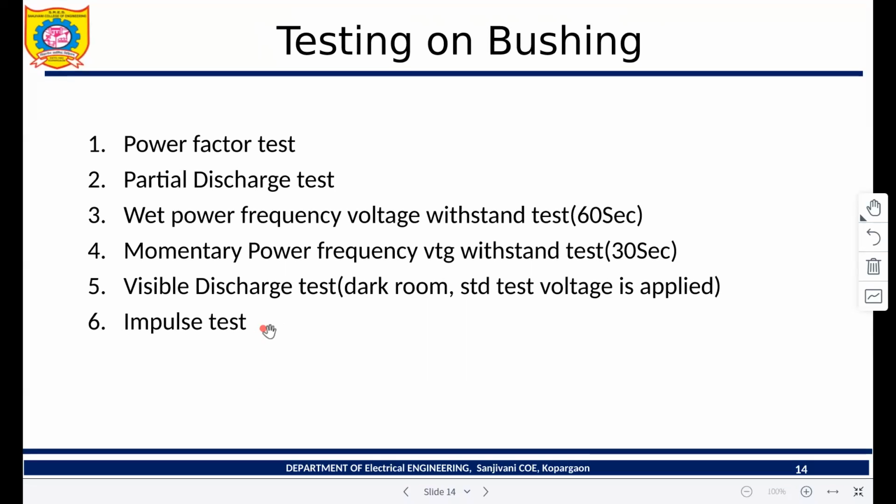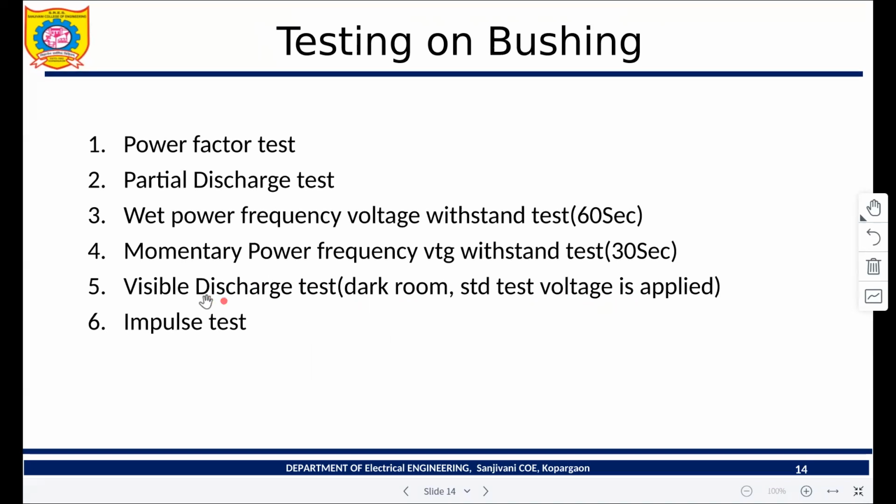Fifth one is the visible discharge test. Visible discharge test means that by your naked eyes you can see whether a discharge takes place or not. This test should be carried out in a dark room. In a dark room, standard voltage is applied, and you see whether there is a visible discharge or not. If there is no visible discharge, it is okay. If there is a visible discharge at a low voltage, then you have to replace it with a new bushing.